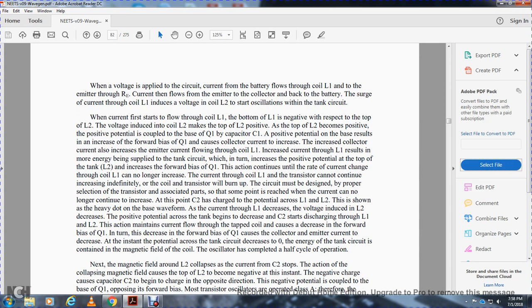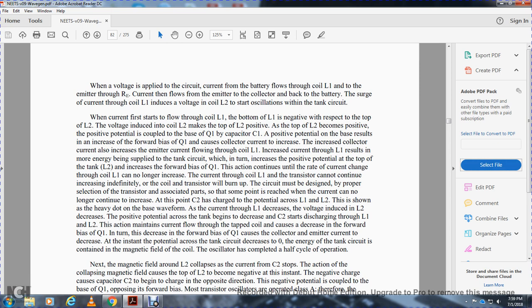When the circuit is first started, current flows through inductor 1, and the bottom of inductor 1 is negative with respect to the top of inductor 2. The voltage across coil 1 and coil 2 makes the top of inductor 2 positive. The top of inductor 2 becomes positive. The positive potential is coupled to the base of transistor 1 through capacitor 1.